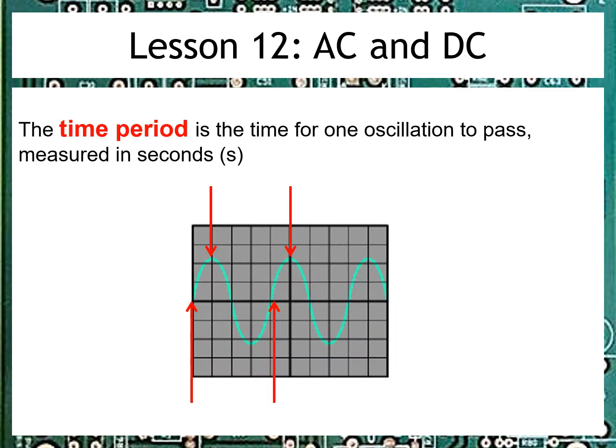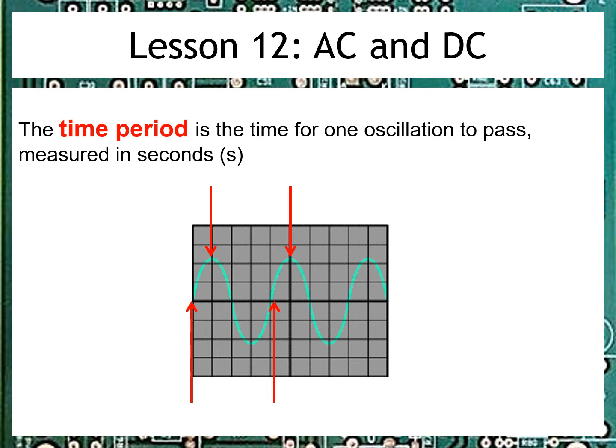As well as frequency, we can measure the time period of our alternating current, and the time period is how long it takes for one oscillation to pass, or one wave to pass, measured in seconds. Now, if we look at the screen here, you can see that for one wave or one oscillation, we mean the start to finish of the wave. On the top two arrows there, I started at the top of the wave, I've gone down and up and finished at the top of the wave again.